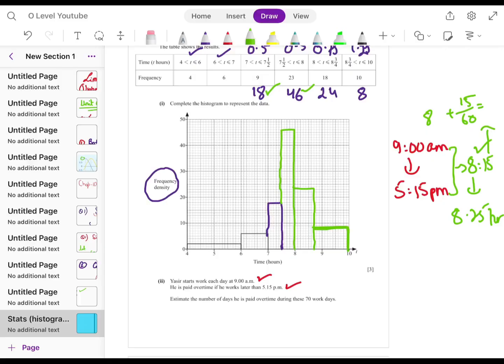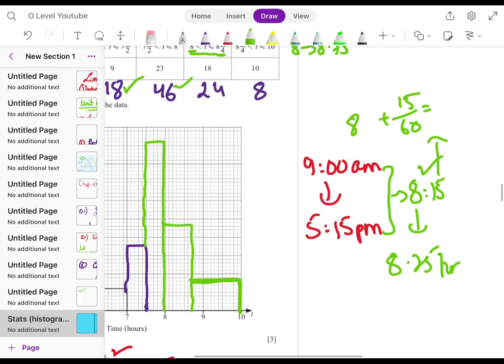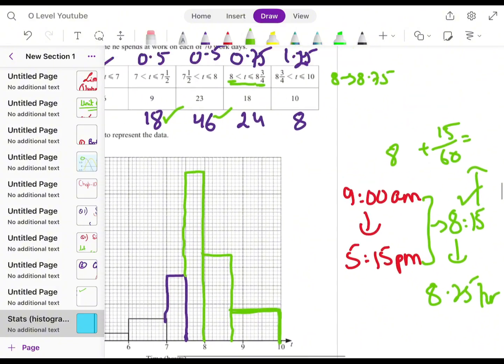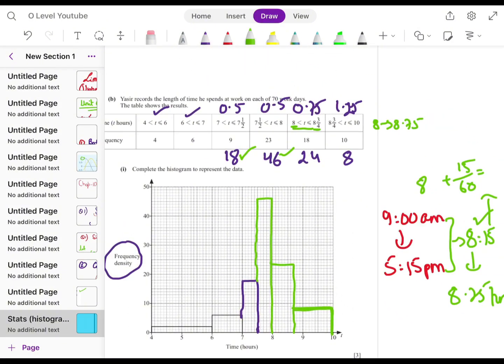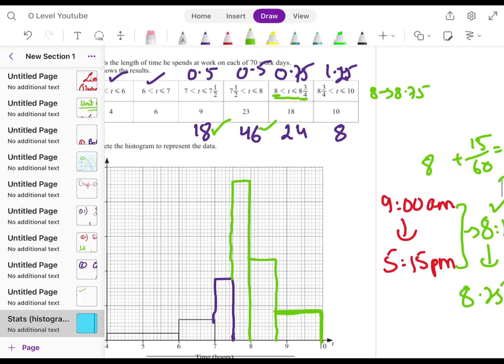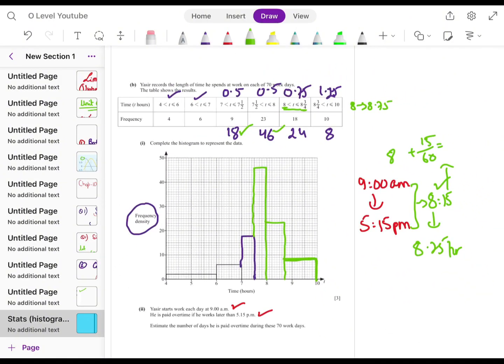Okay, so now what we need to understand in this question, if we see the data, you can see that this range is 8 till 8.75. But I know that after 8.25 hours he will do overtime and he will get extra for that. Okay, so now how can I find out the frequency of that time?